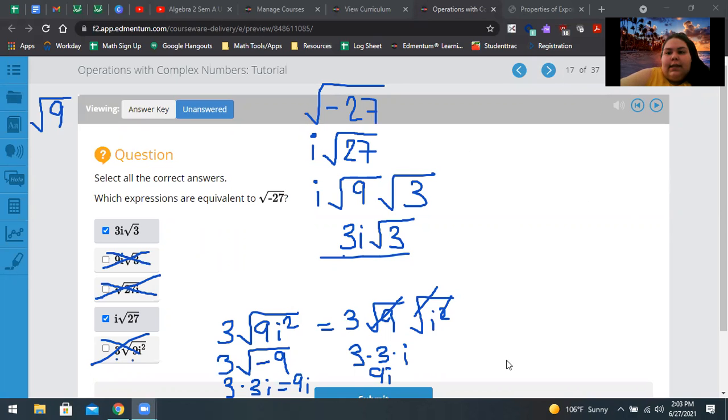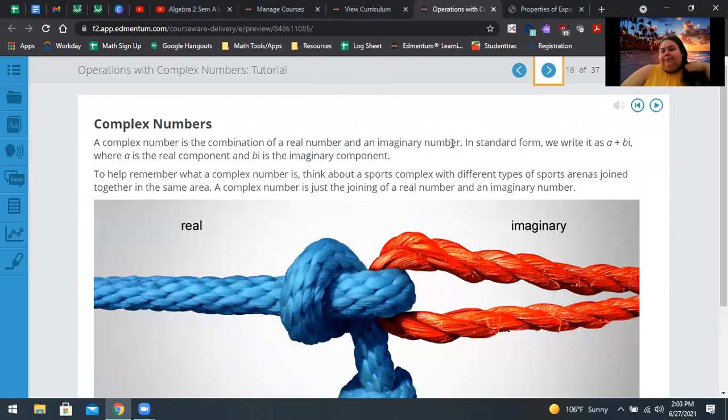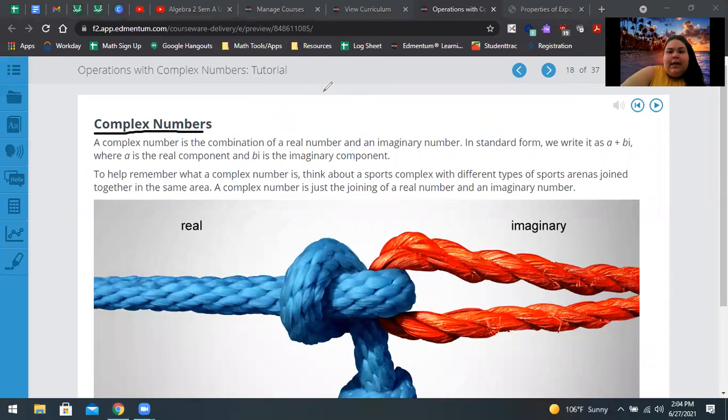Moving on to slide 18. So complex numbers, right? The only way to identify that you have a complex number is a combination of a real number and an imaginary number. It must be written in standard form. Again, I'm going to ask you to write this as well. So you have your complex number, and that is considered a plus bi.